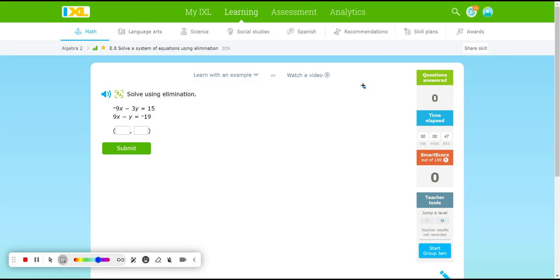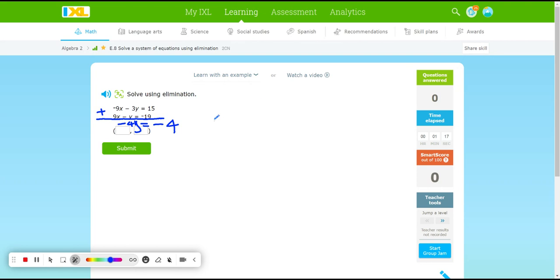So let's do it. Let me get my pen over here. Here we go. If we add them, you can see the x is eliminated. No more x here. Negative 3y with negative 1y becomes negative 4y. And then 15 added to negative 19 becomes negative 4. So we're almost done.